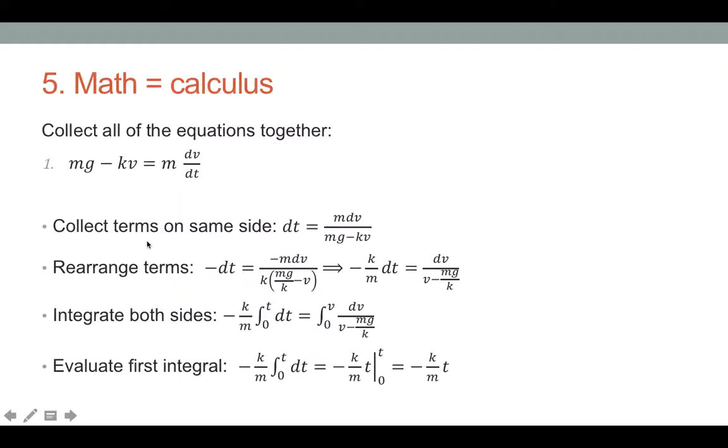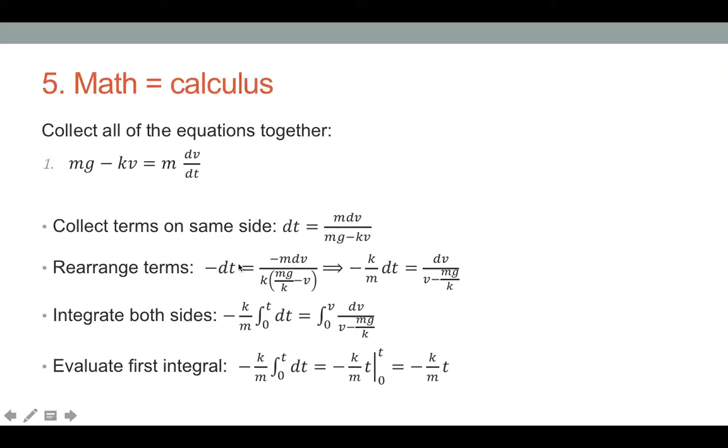Just like before, we're going to collect all the like terms together, and the difference is now we have mg minus kV. So we're going to divide both sides of the equation by that to get the velocity together with the dv, and we're going to leave the dt on the other side of the equation.